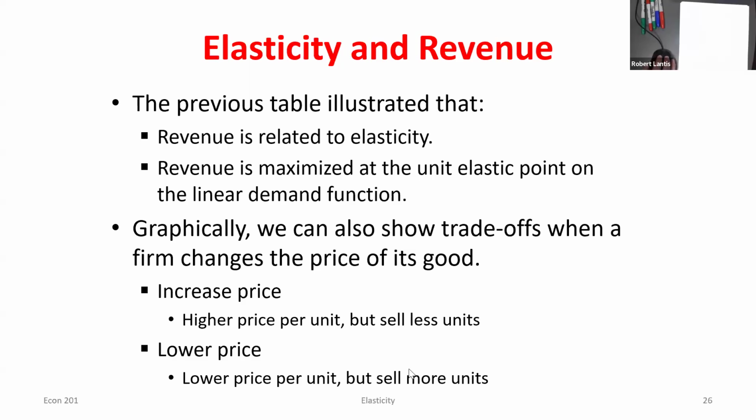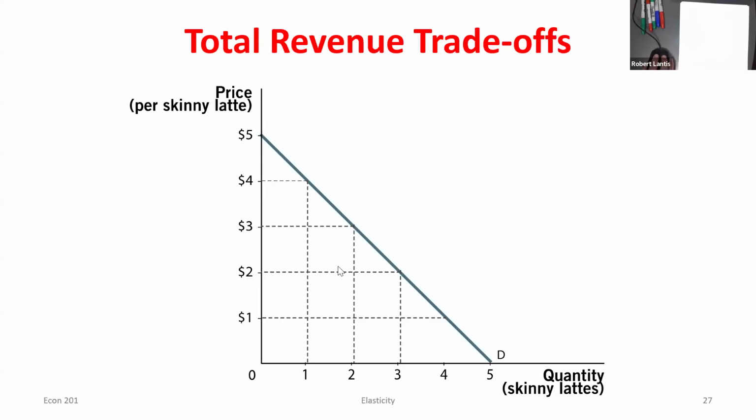Okay. So I'll show you a visual of this, and then I've got another thing that I'll draw out for you. So let's say we've got this example. I'm using those values from that table, prices from 5 to 0, corresponding quantity demanded from 0 to 5. So I've got lattes here. Let's think about if I start out initially setting a price of $4, what would my total revenue be?